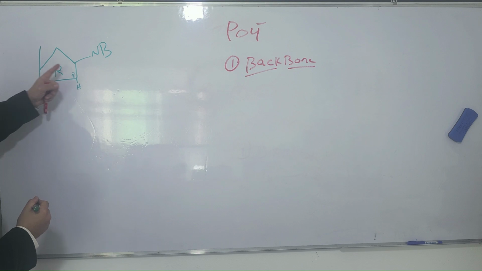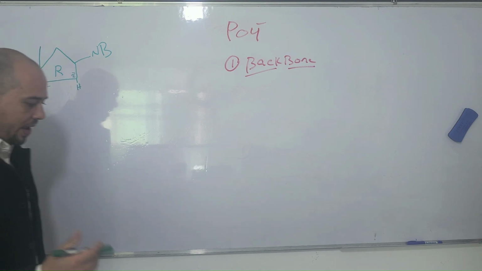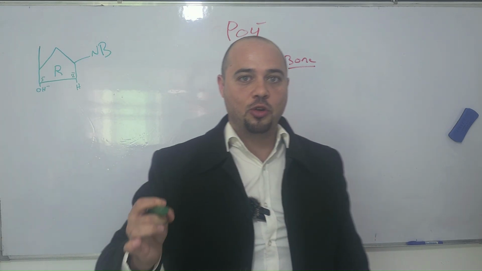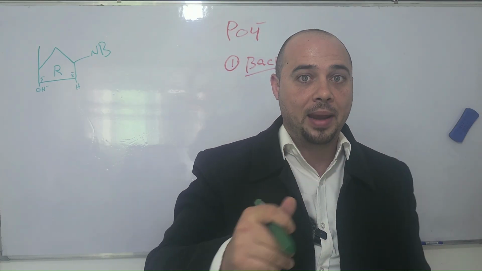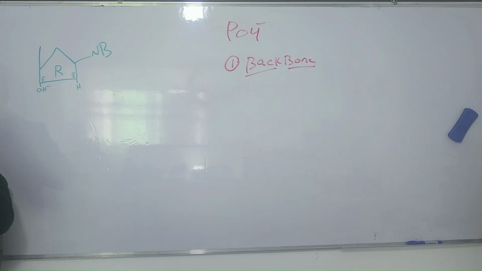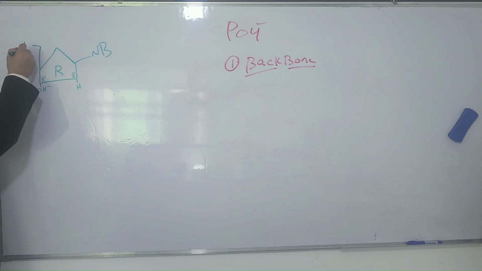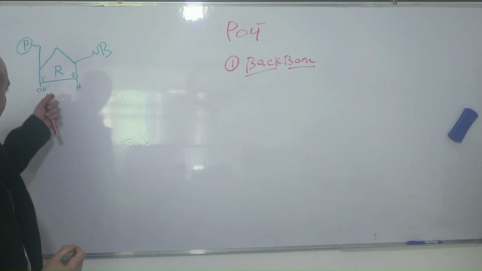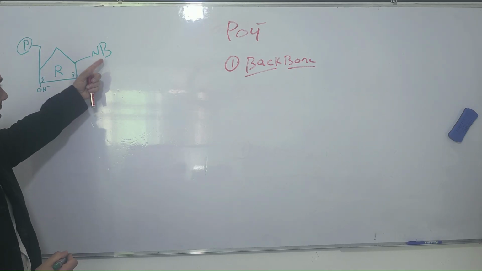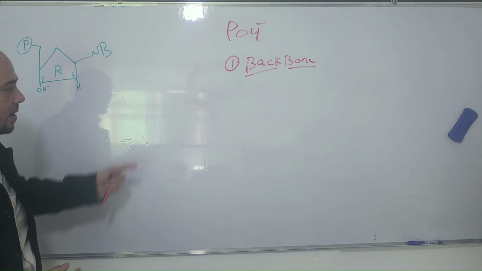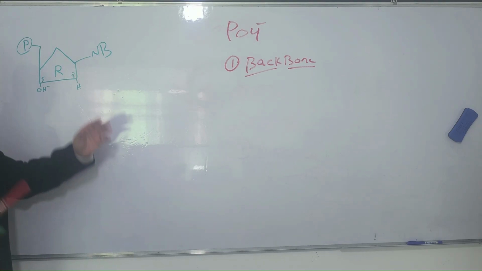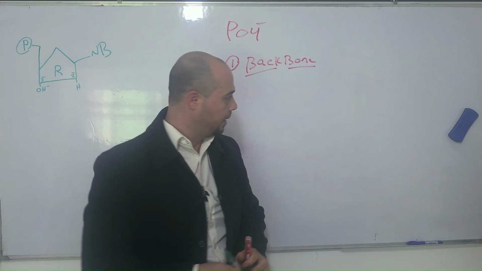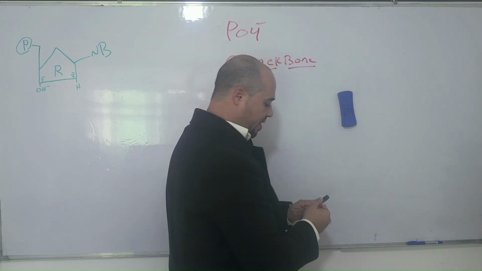Now, the sugar with the nitrogen base attached to it is going to be called a nucleoside, right? Now, once we put a phosphate group on it, we call it a nucleotide. And this depends on the nitrogen base, right? So let me tell you about the nomenclature really quickly. The 3 things you need to know here.